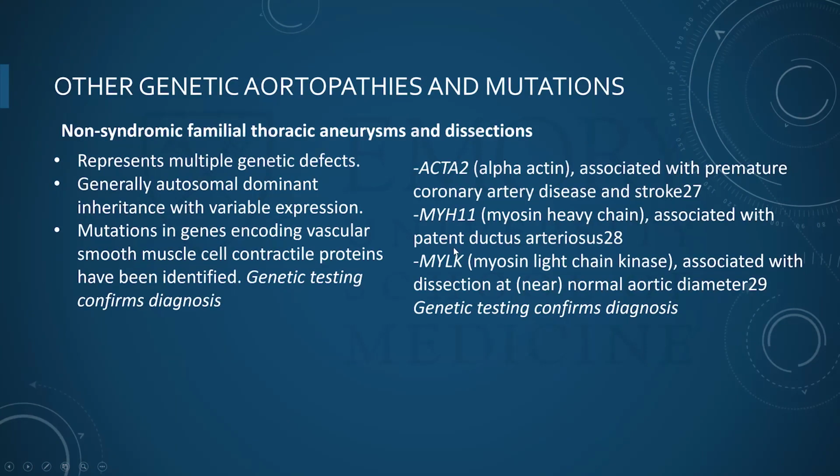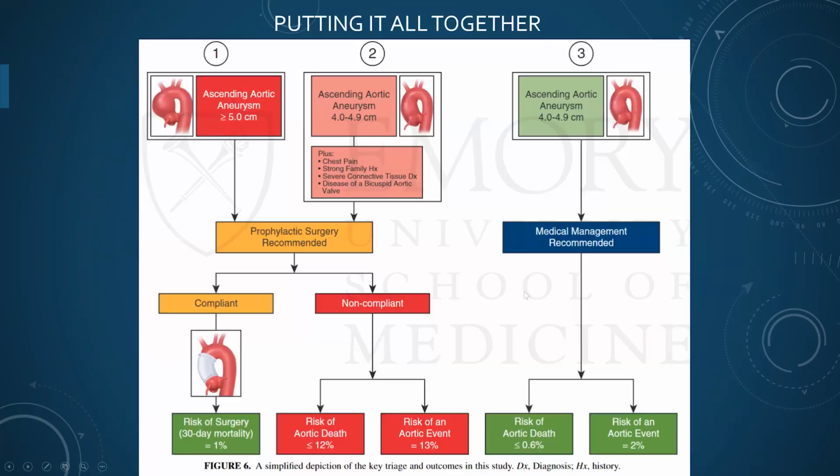Non-syndromic familial syndromes. So these are non-syndromic familial thoracic aneurysms and dissections. So these are specific mutations that are associated with aortopathy, but not leading to a genetic syndrome. And I have listed here a couple of different mutations that are associated.